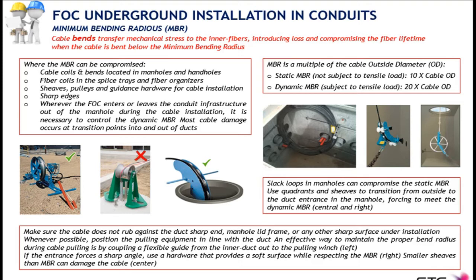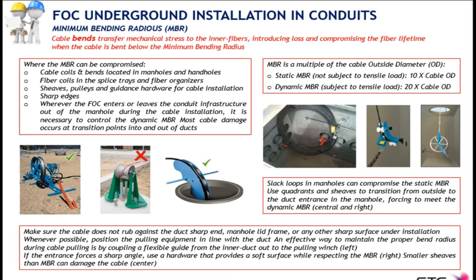In the static position, the minimum bending radius is 10 times the outer diameter. However, if the cable is in movement, so it is subject to tensile forces because you are installing it, blowing it, the cable is in movement, so there is tensile load in addition to the bend. That is the dynamic minimum bending radius and is equal to 20 times the cable outer diameter. So 10 times static, 20 times dynamic.